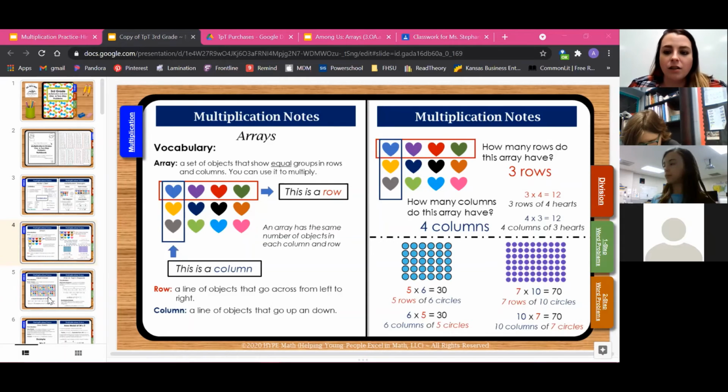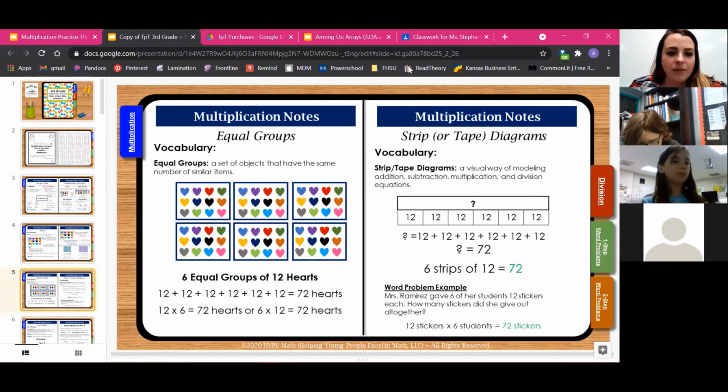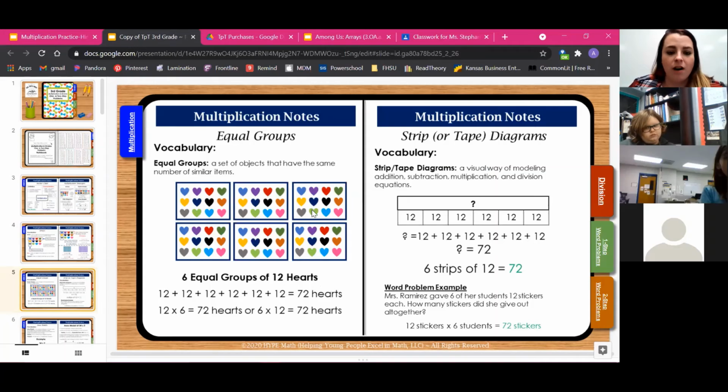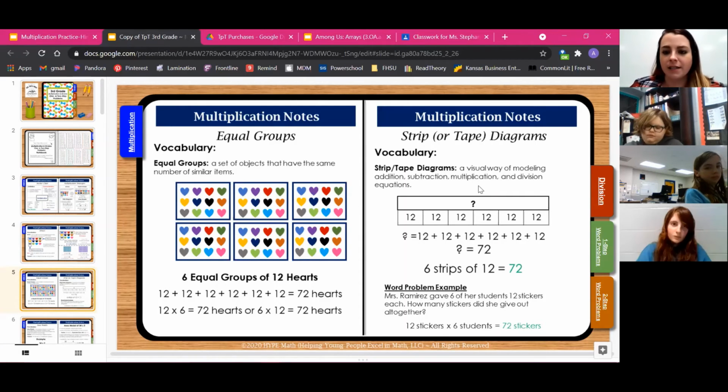Okay, so now we're going to learn about equal groups. So equal groups are a set of objects that have the same number of similar items. So here we have 6 equal groups of 12 hearts. So there's 6 groups and there's 12 hearts in each group. Okay, so you could do 12 plus 12 plus 12 plus 12 plus 12 plus 12 and you get 72, or you do 12 times 6 equals 72, or 6 times 12 equals 72. Okay, make sure you girls are writing this stuff down.